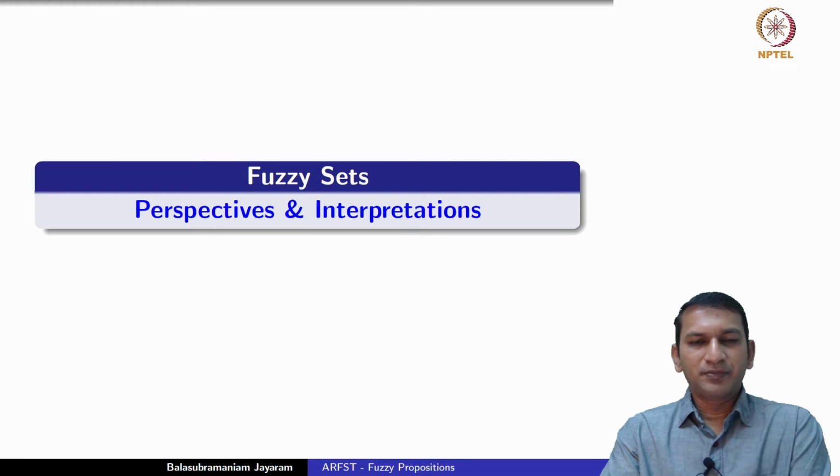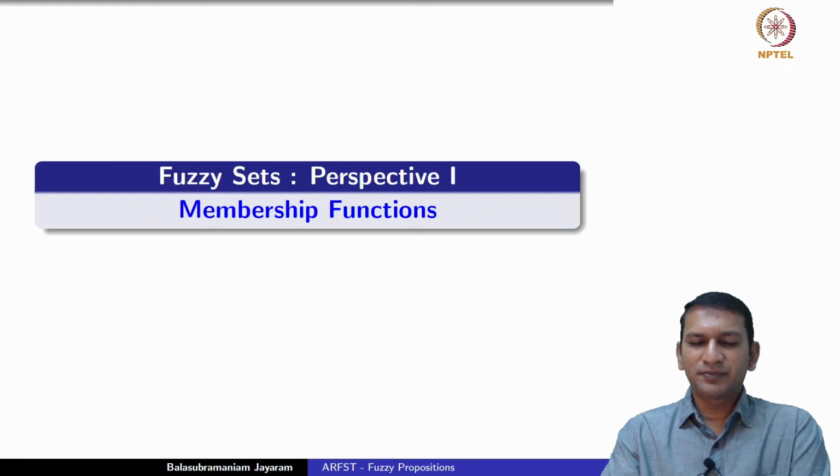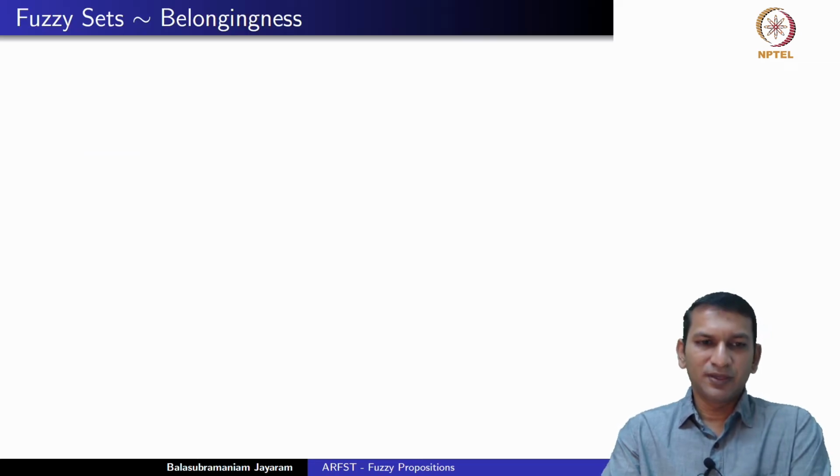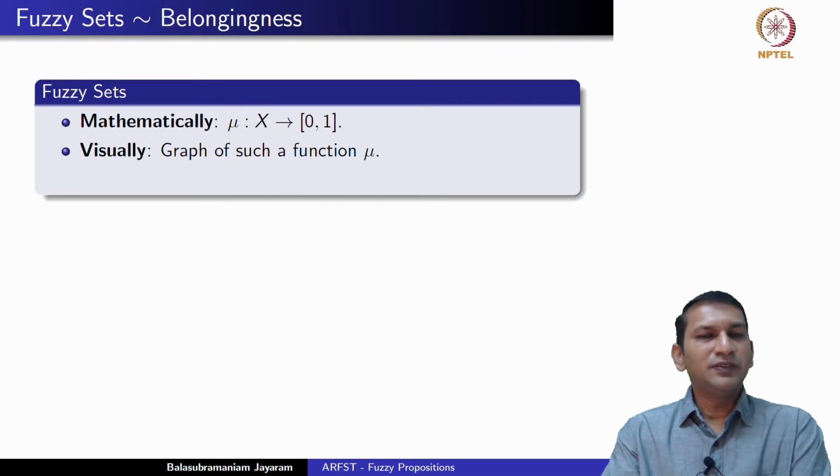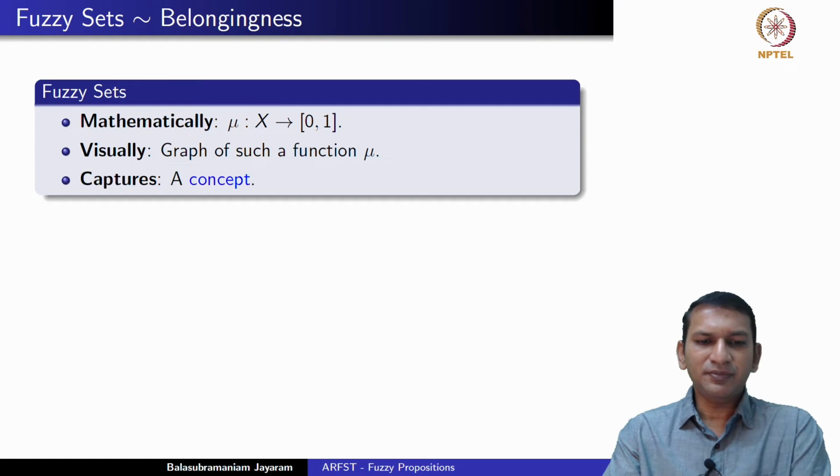Well, let's look at fuzzy sets themselves. The first perspective of fuzzy set is as a membership function. It talks about the belongingness of an element to a concept. So we know that mathematically a fuzzy set is a function from an underlying domain X to [0, 1]. Visually, we indicate it in terms of a graph of such a function. And we know that it actually captures or represents a concept.